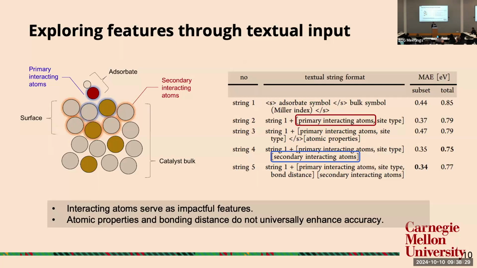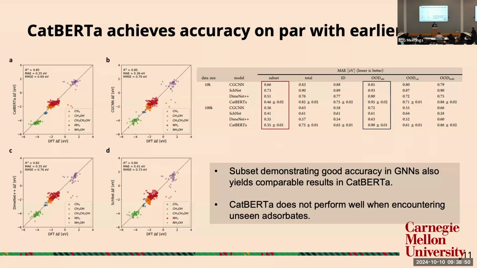There are, of course, ablation studies that you can do. For example, you can play around with what type of strings you parse in order to get better results. You can see the MAE values: with string 5, which puts in the primary interacting atoms, site types, and bond distances, we get a better result. The results are on par with the GNNs, but we have challenges.